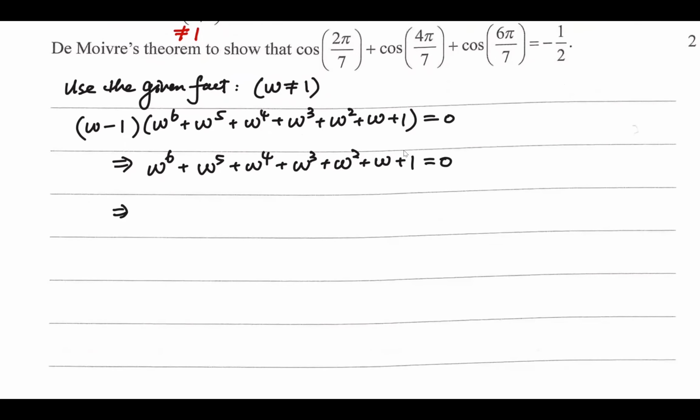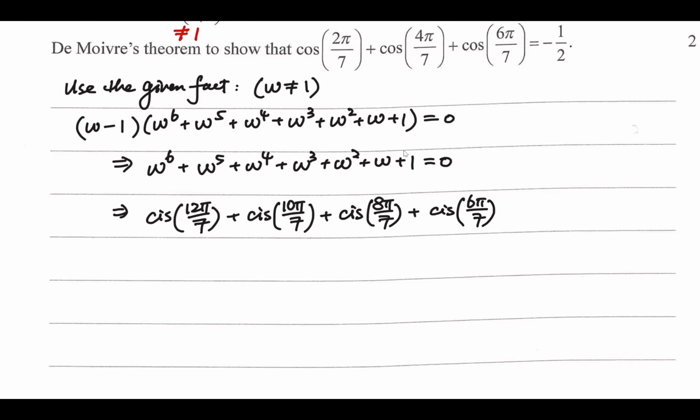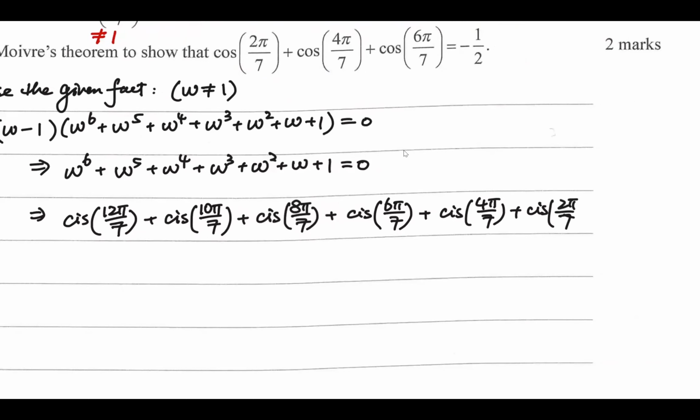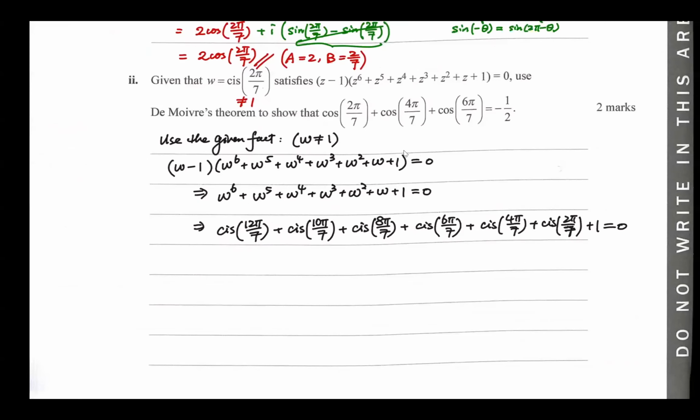And W to the power 6 is cis 12 pi over 7. W to the power 5 is cis 10 pi over 7, and cis 8 pi over 7, plus cis, let's say, 6 pi over 7, plus cis 4 pi over 7, plus cis 2 pi over 7, plus 1 equals 0, okay? I think that's the intention of using De Moivre's theorem.